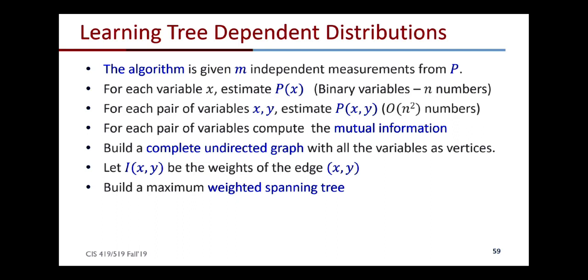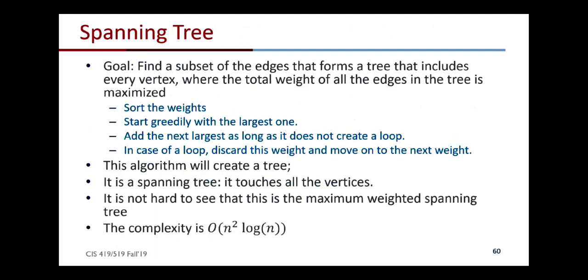So what is the algorithm for maximum weighted spanning tree? Basically a greedy algorithm that, given that I told you I of xi is the edge, is the weight of the edge, we can continue this way. So basically our goal is to find a subset of the edges that form a tree. It's going to include each of the vertices, and the total weight of the edges should be maximized. So the way to do it is basically go greedily. I'm going to sort the weights. Again, the weights are the mutual information of the pairs. So I have n square numbers. Start greedily with the largest one, add the next largest as long as it doesn't form a cycle. If it does form a cycle, discard this weight, move on to the next one.